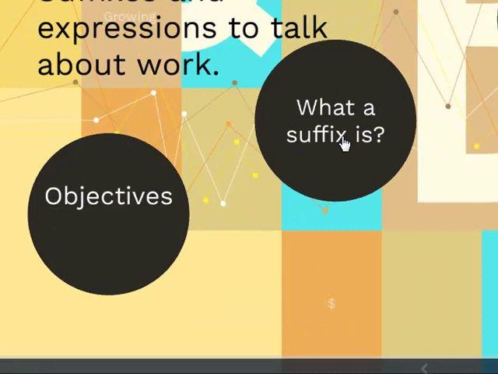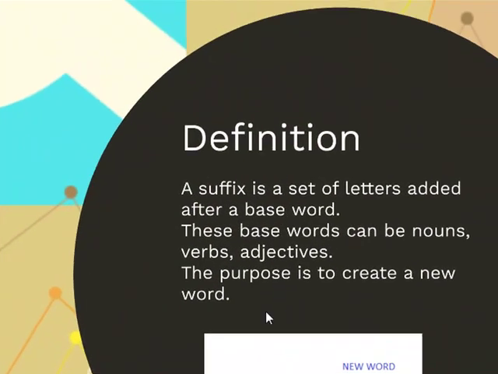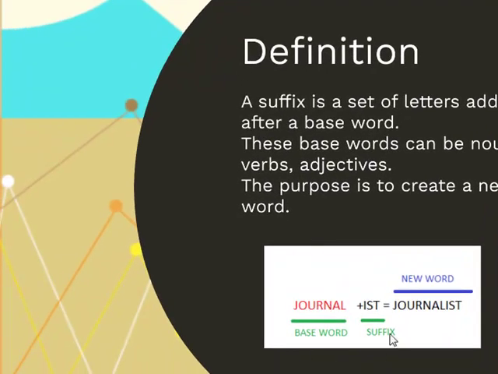Do you know what a suffix is? If you don't know, you're going to learn it now. A suffix is a set of letters added after a base word. These base words can be nouns, verbs, or adjectives. And the purpose of the suffix is to create a new word. So let's check these ideas in the following picture. Remember, a suffix is a set of letters added after a base word.